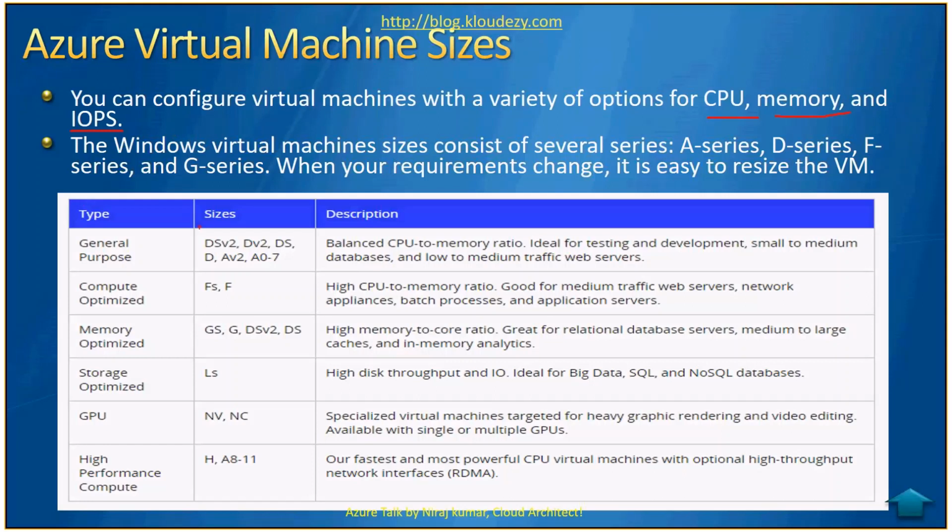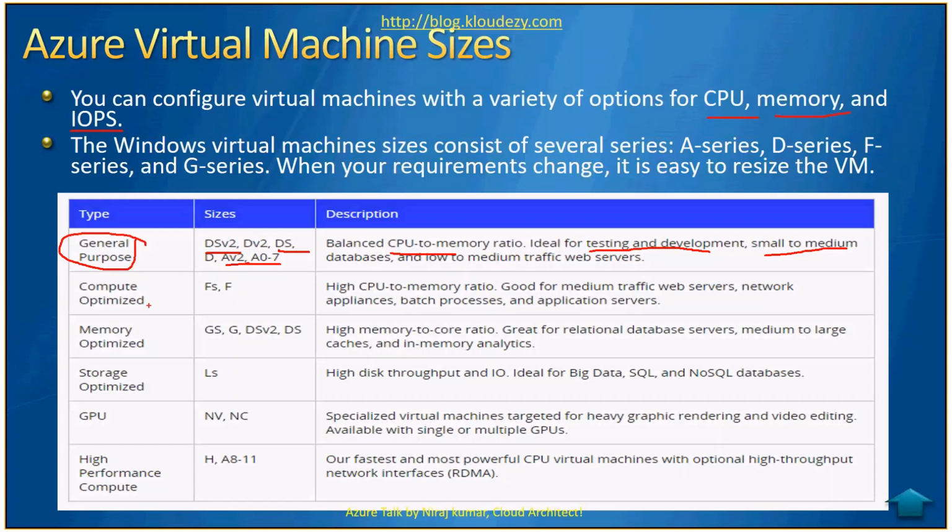If you have a general purpose workload, you get a balanced CPU to memory ratio. That means your CPU and memory are equally balanced, and this is something which you will use for testing and development or small to medium databases. So these are the different series that we have from Microsoft. You have DSv2, which is version 2, then D series, and A series, and AB series. These are the series that you have available when you select your VM size, you will get that option.